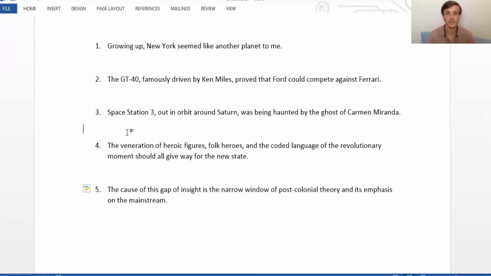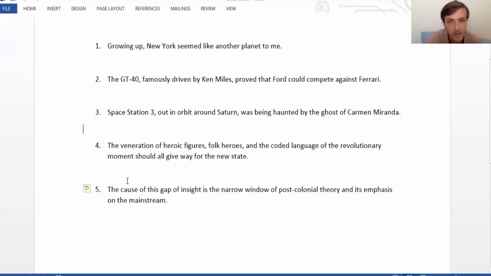So these next two examples come from some of my own published writing. And I'm putting this out here because I think it's important that even though something's published doesn't mean it's necessarily our best work, or that we can't improve it in some way. So sentence 4 is pretty unique: "The veneration of heroic figures, folk heroes, and the coded language of the revolutionary moment should all give way for the new state." Now, this is a very niche paper about post-colonial Irish stuff. But what do we think is the complete subject? So let's find our verb and go from what's before that.